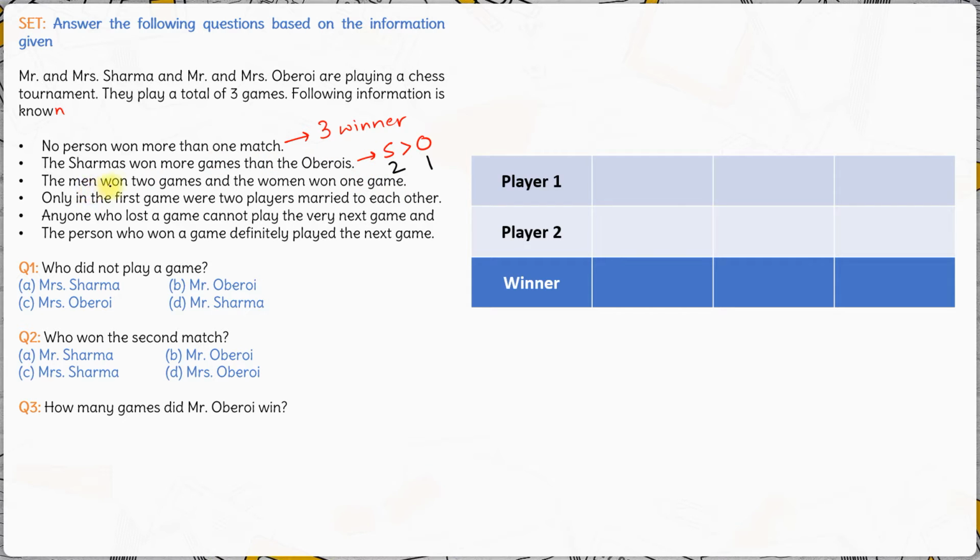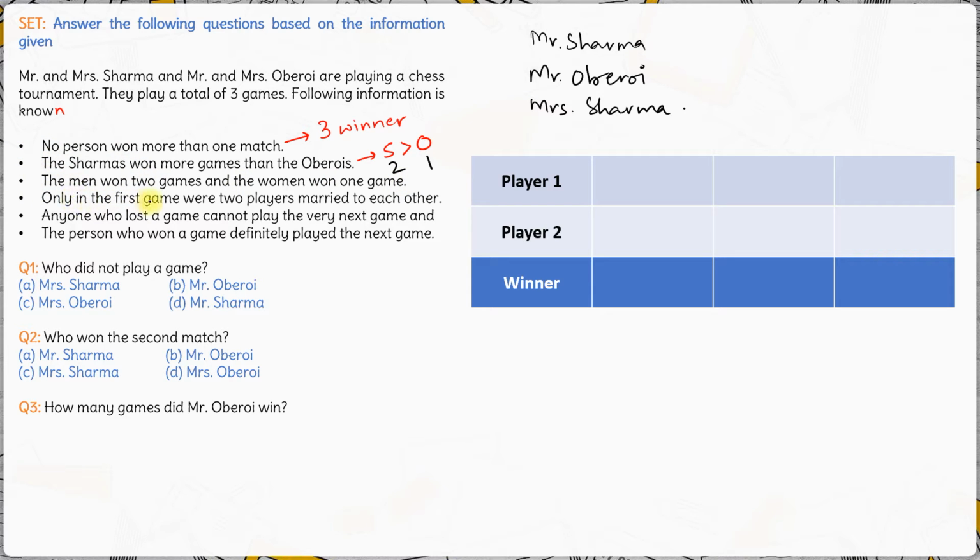Next, the men won 2 games and the women won 1 game. So there are 2 men and both of them are going to win matches. So Mr. Sharma and Mr. Oberoi are definitely going to be winners, and only one female is going to win a match, and that female has to be Mrs. Sharma. So Mrs. Sharma is going to win one of her matches. Okay, so we are done with the first 3 points here.